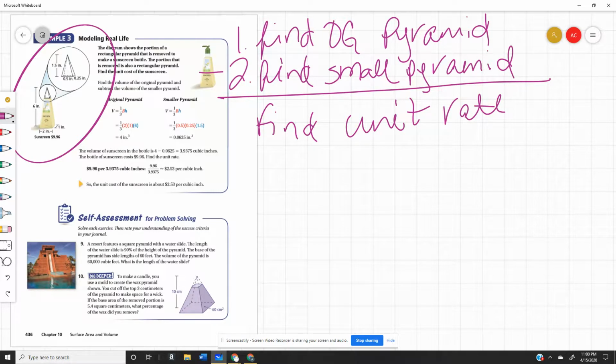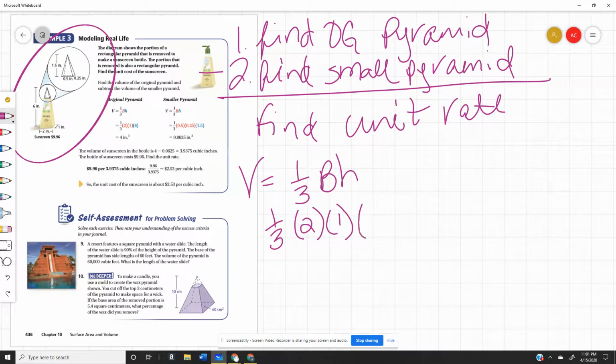Our original pyramid has a volume of 1/3 the area of the base times the height. So 1/3. They don't tell me my area of the base, so I'm going to have to calculate it. It's a rectangle. So I'm going to do area of the base is 2 times 1, and then times the height, which is 6. Okay? Again, looking at this, I'm going to say 3 goes into 6 twice. So I have 2 times 2 times 1, so essentially 2 times 2. So the original is 4. Okay? I'm going to put that right there.